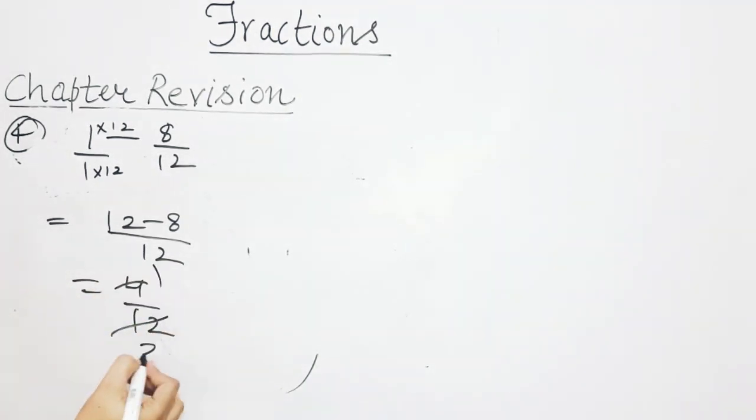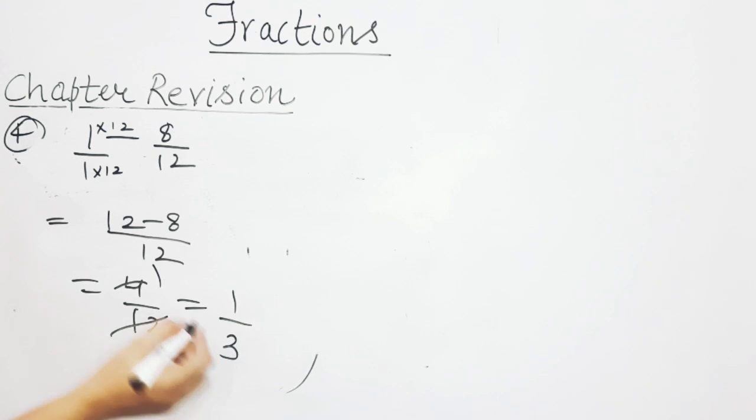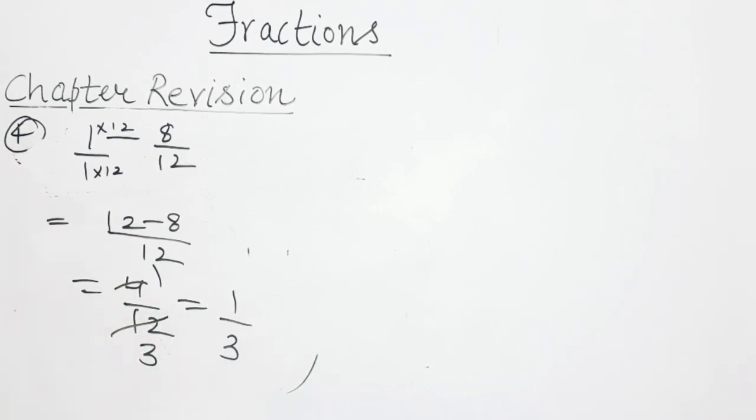Now 4 ones are, 4 threes are. At the end of the question, if you are getting a fraction that can be reduced, you have to reduce it. Okay? So 4 ones are, 4 threes are. So the fraction of money left with her is 1/3. Right, students? So the fraction of money left with her is 1/3.